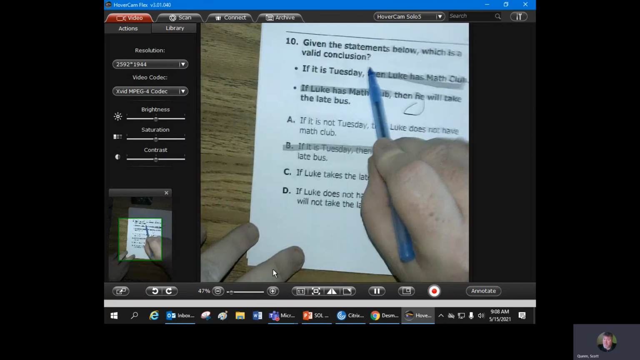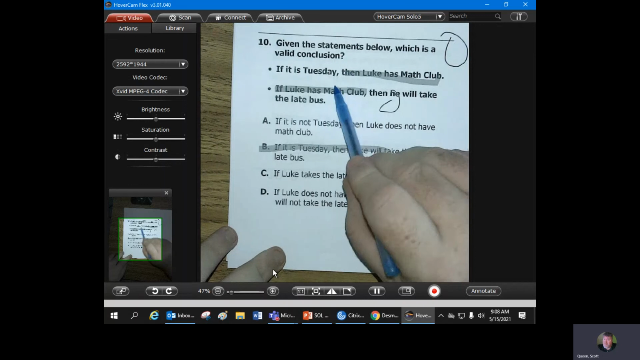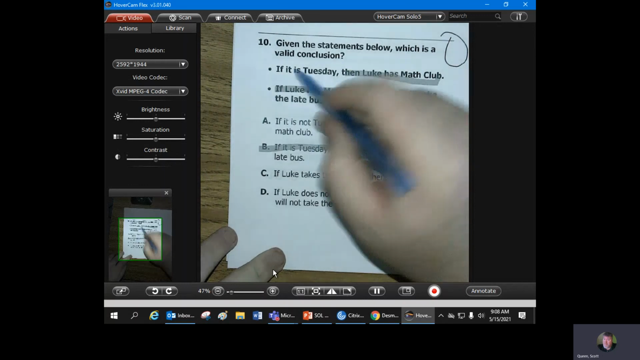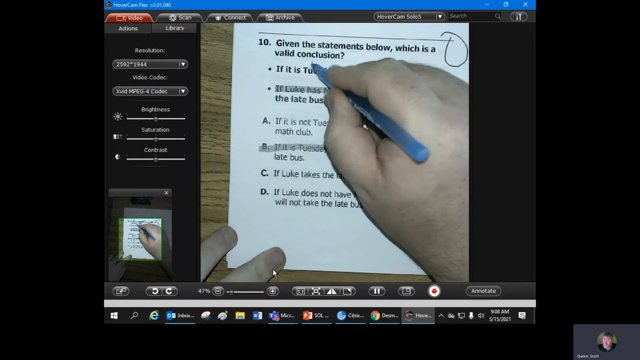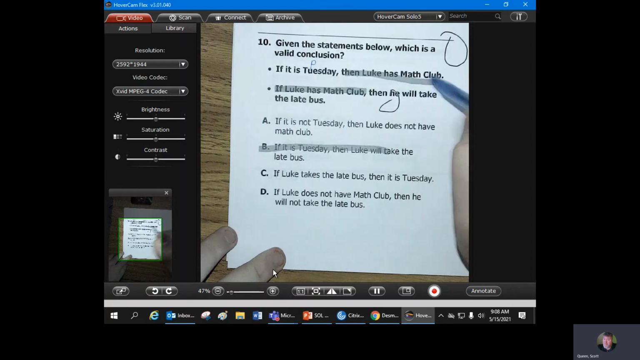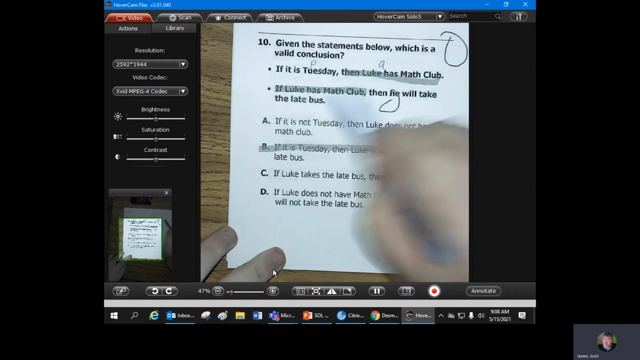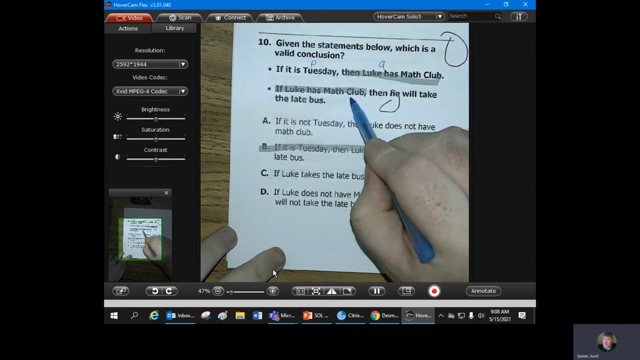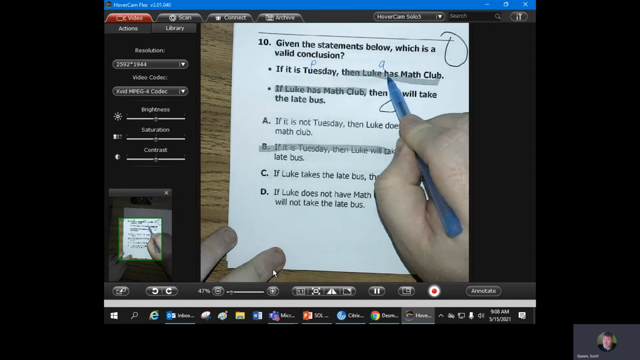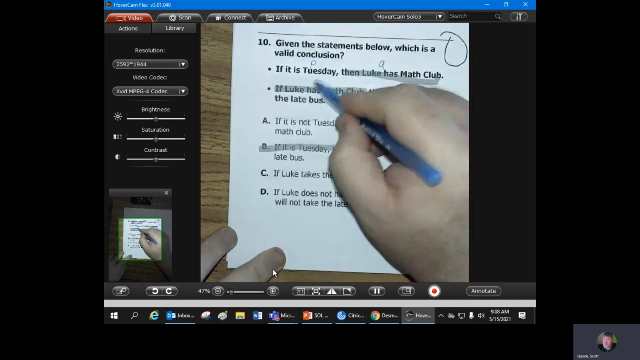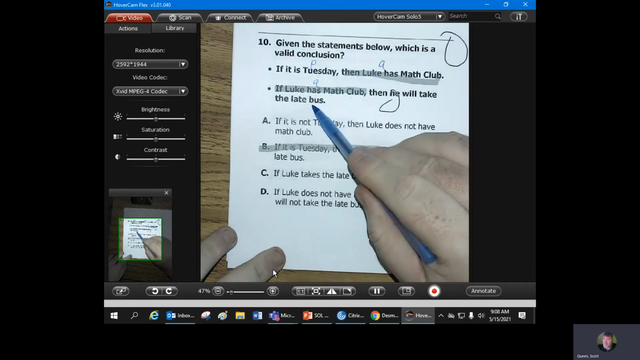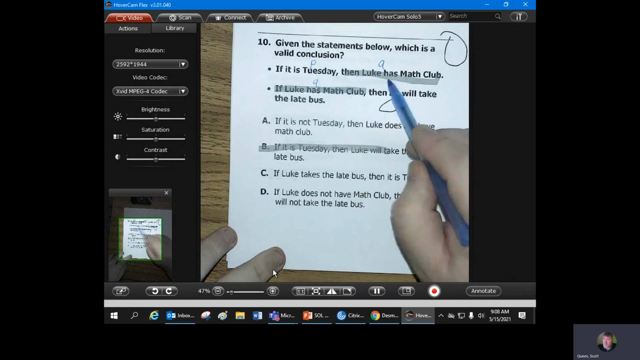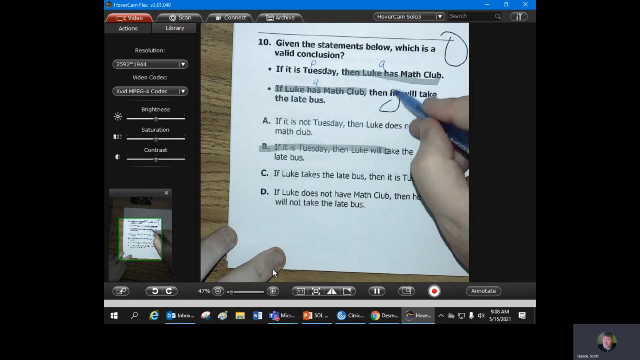Given the statements below, which is a valid conclusion? Okay, no problem. If it is Tuesday, that sounds like a P. Then Luke has math club. That sounds like a Q. If Luke has math club, that sounds real similar to that one, doesn't it? So that's a Q again. Then he will take the late bus. That's something new. P, Q, Q. That sounds like an R.